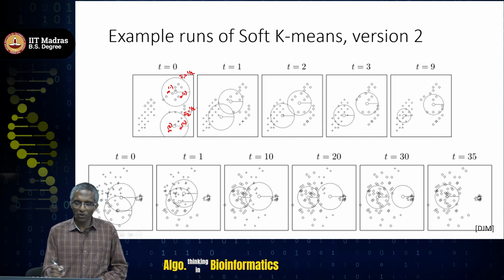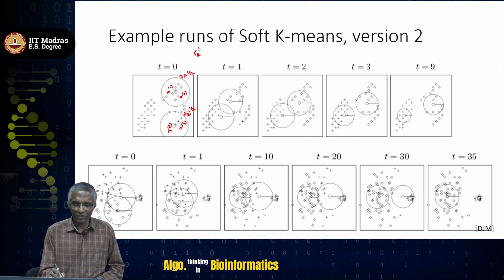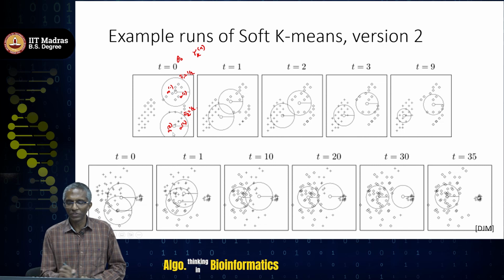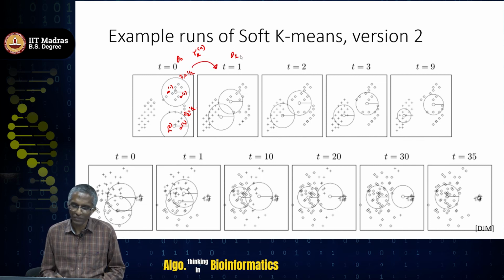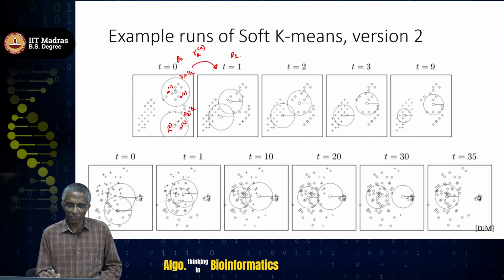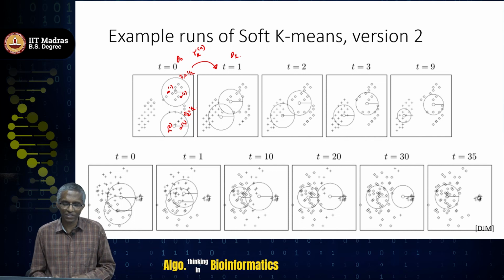And then you figure out all these r k of n, the responsibility vectors, according to this theta 0. Theta 0 is set in this way, right? And then you update to theta 1, the new set of parameters, and that is shown here: the locations of these two components have now changed, right?